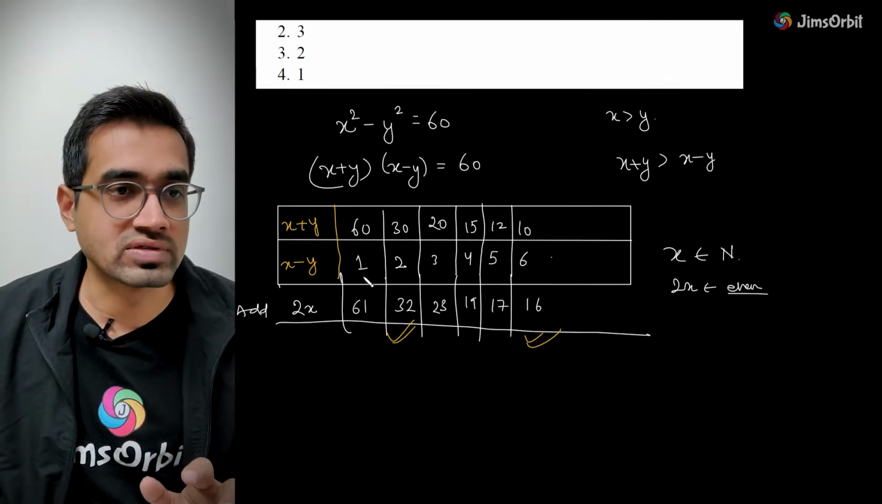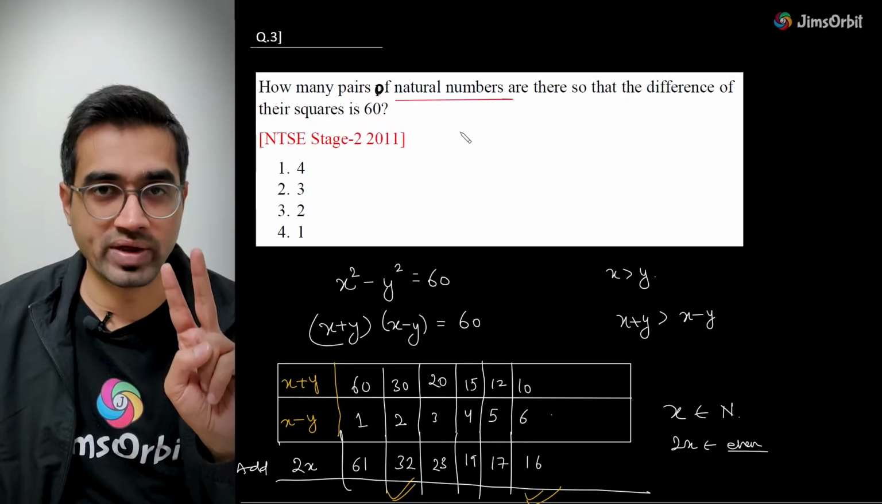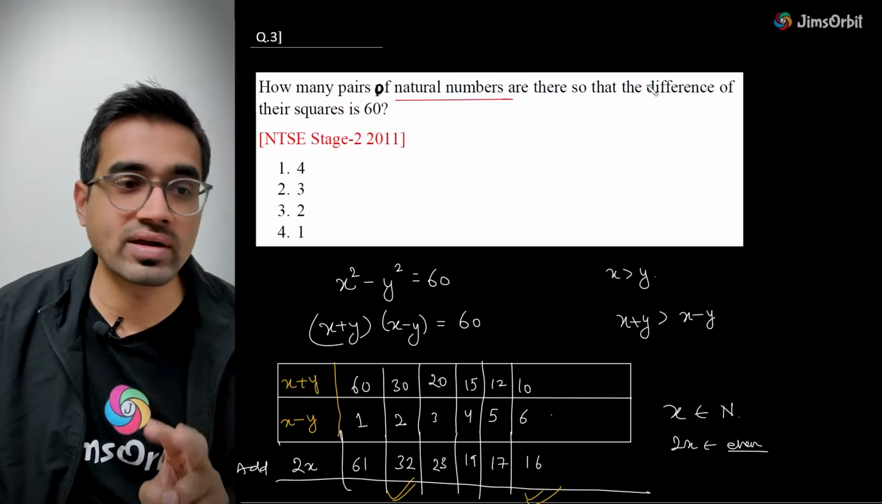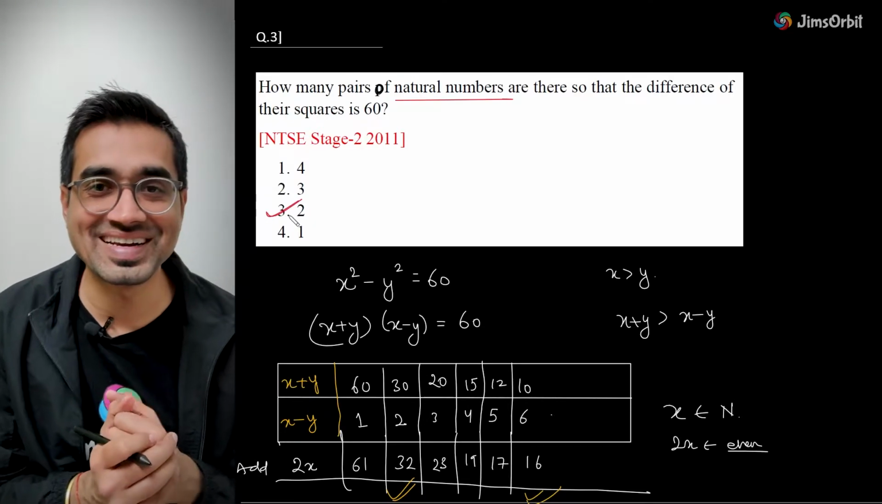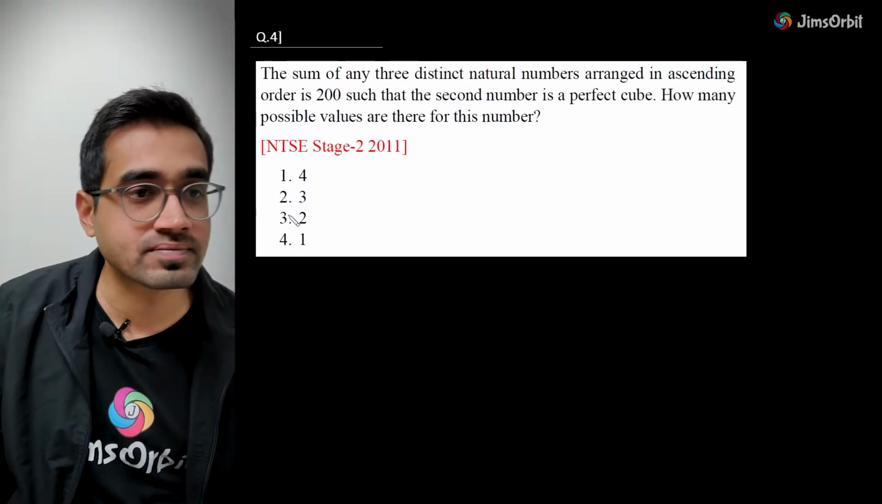Similarly y will be obviously a natural number. So how many pairs exist? Only 2 pairs. You get my point? Good question, isn't it? Okay, let's solve the next one.